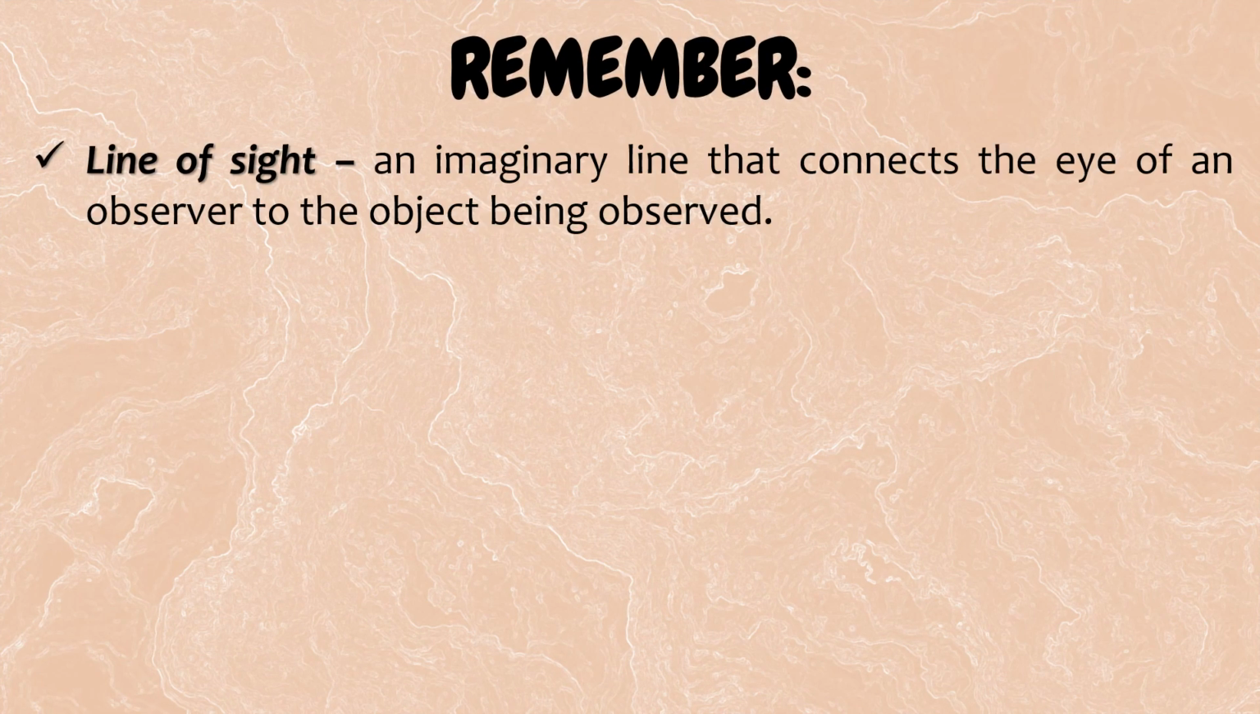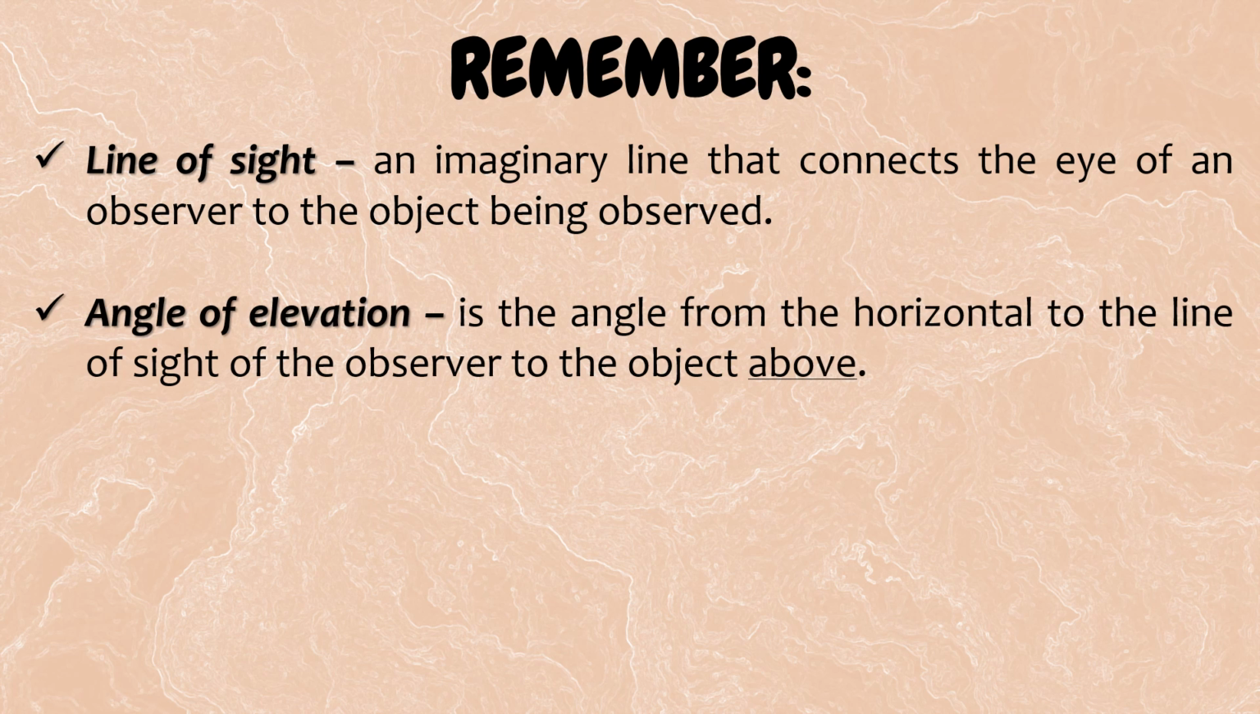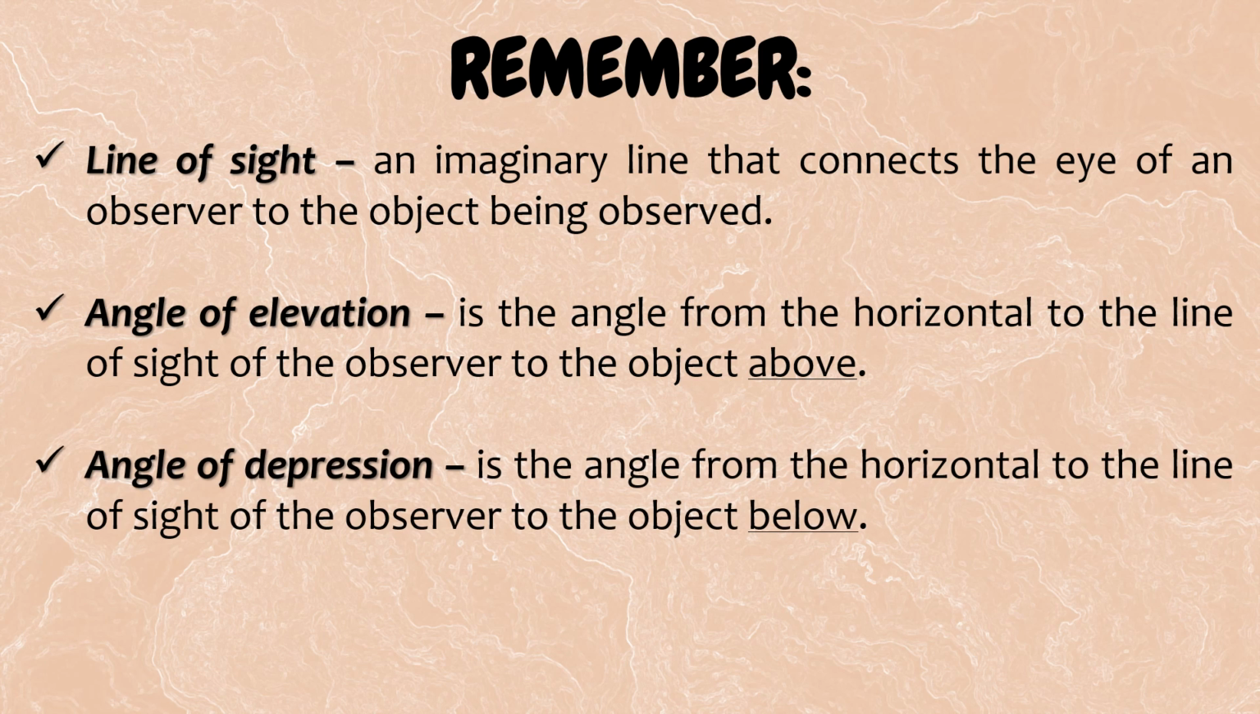So let us now summarize what we have learned about this lesson. Line of sight is an imaginary line that connects the eye of an observer to the object being observed. Angle of elevation is the angle from the horizontal to the line of sight of the observer to the object above. And angle of depression is the angle from the horizontal to the line of sight of the observer to the object below.